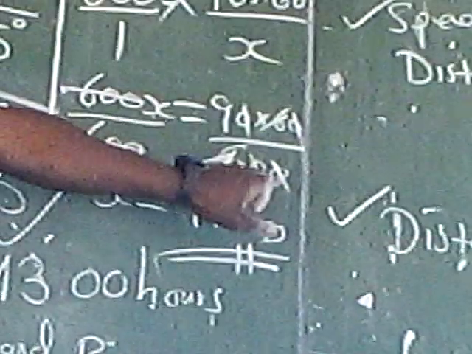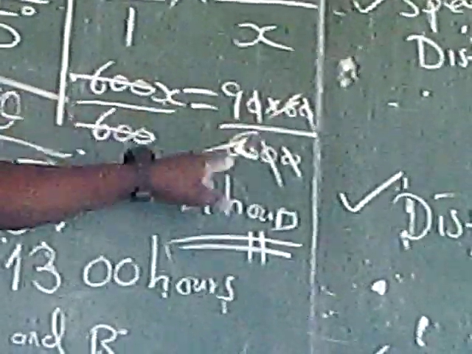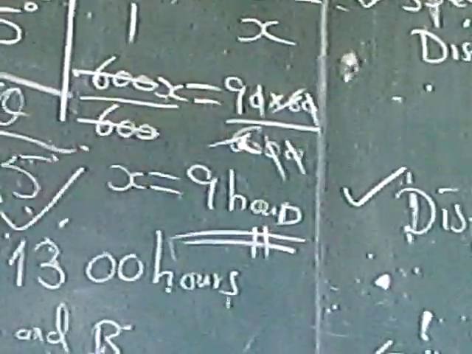9, this 0 with this 0. Then I've got a 6 and a 6. So this 6 and this 6, they cancel out. So simply I've got 9 hours.